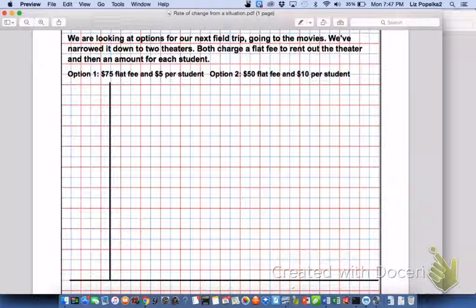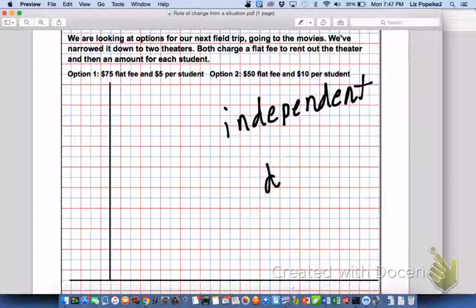Here's your hint for this week's weekly project. There are 4 vocab words that you are being asked to identify for this week. The first 2 that you're asked to identify are independent variable and dependent variable.